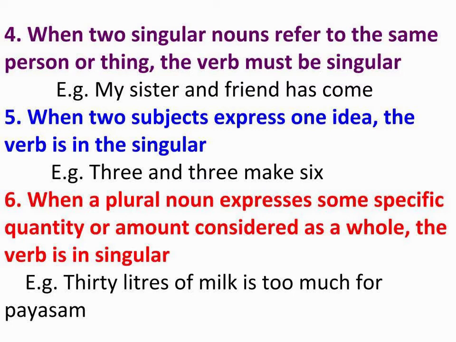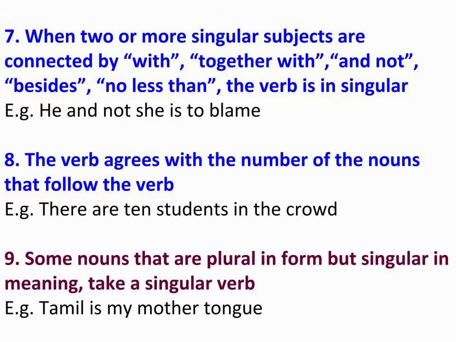Sixth rule: when a plural noun expresses some specific quantity or amount considered as a whole, the verb is in singular. Look at the sixth rule, again a plural noun expressing a quantity or amount is considered as singular. 30 liters of milk, 30 liters is plural but it's a single unit, is too much for payasam. 30 miles is a long distance. Another example I am telling. Okay, so we have seen the sixth rule.